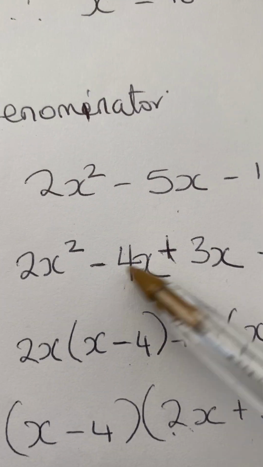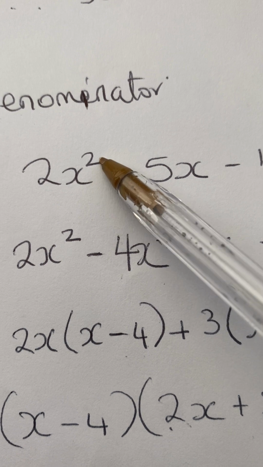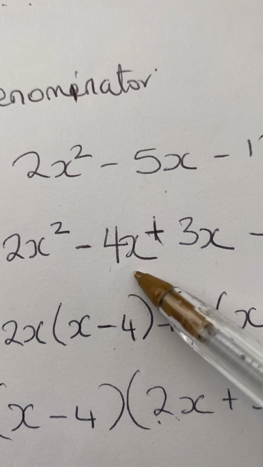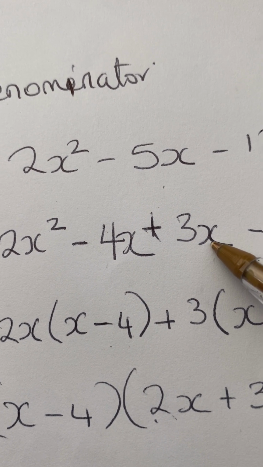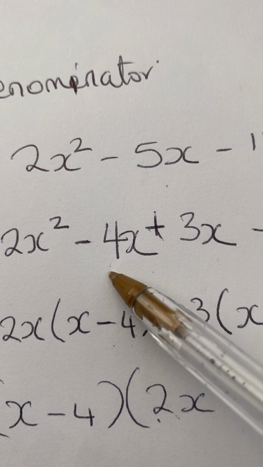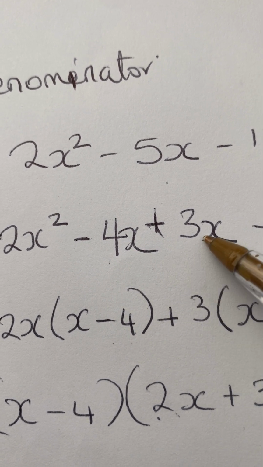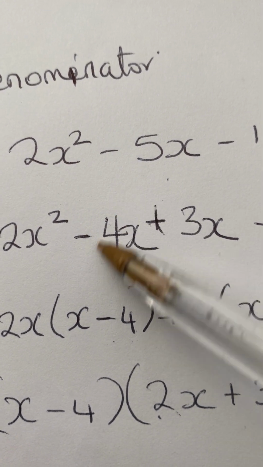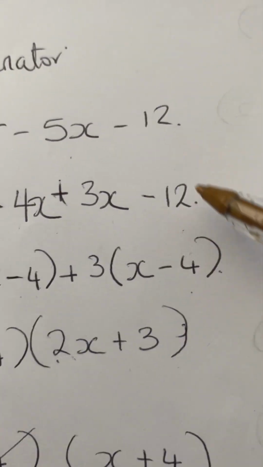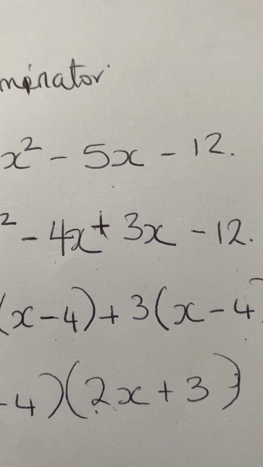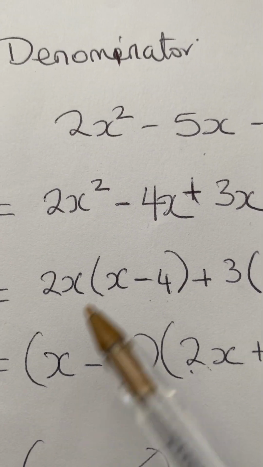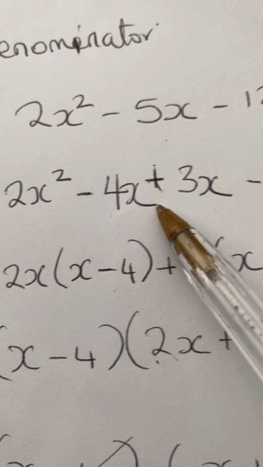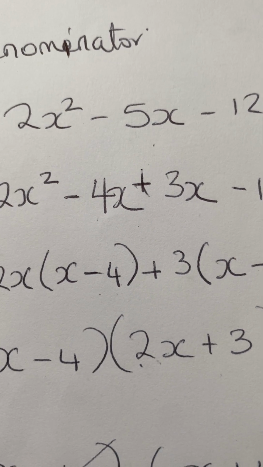Okay, so here I'm going to do 2x squared. In place of minus 5, I'm going to write minus 4x plus 3x. Okay, as I showed you, I want two numbers. When I multiply them together, I'll get minus 12. And then 2b, 2 times minus 4, added to 3, I'll get minus 5. So 2x squared minus 4x plus 3x minus 12.